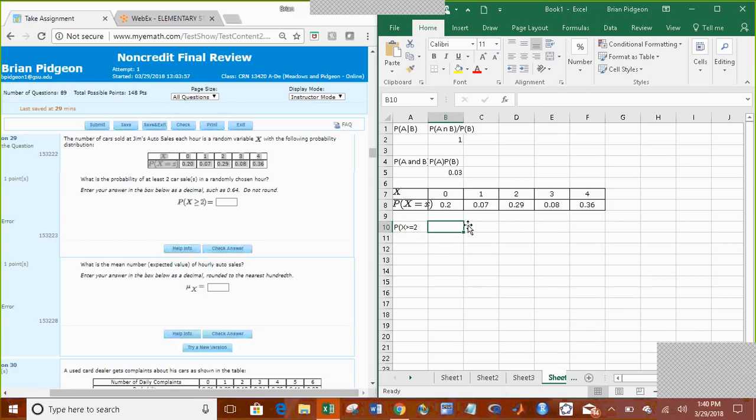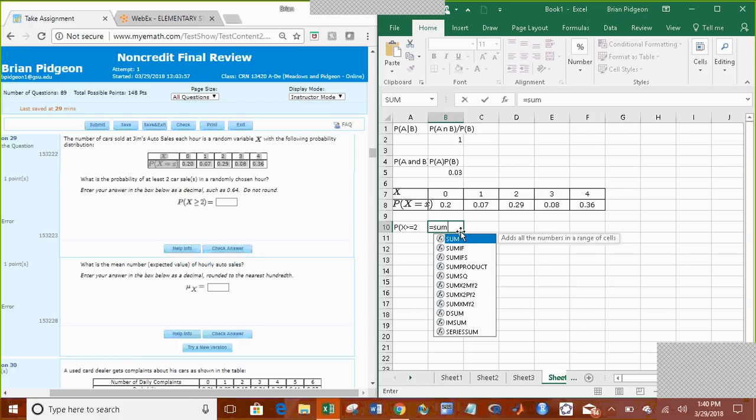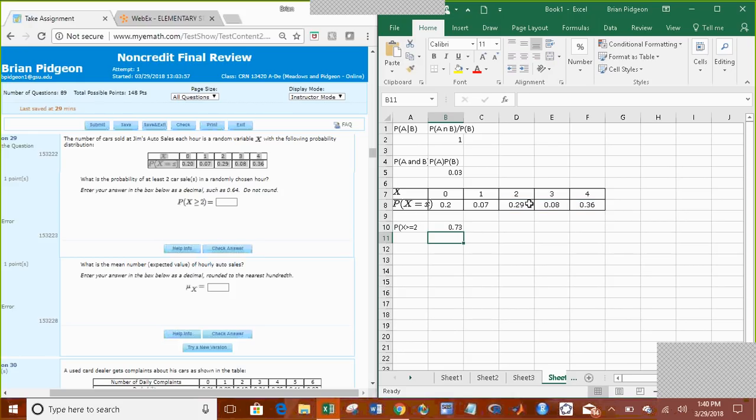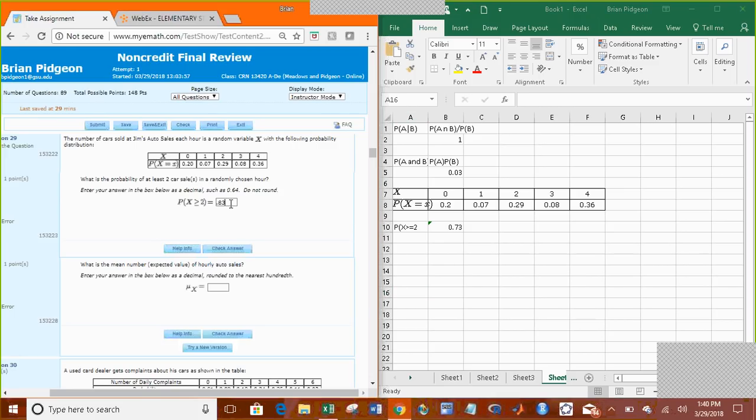So we just look for the sum of all the probabilities for X greater than or equal to 2. So we add up 0.29, 0.08, 0.36, and we use the sum formula in Excel to do that. It's giving you a warning because it's just letting you know that you didn't use all the values in the table, which we didn't want to.